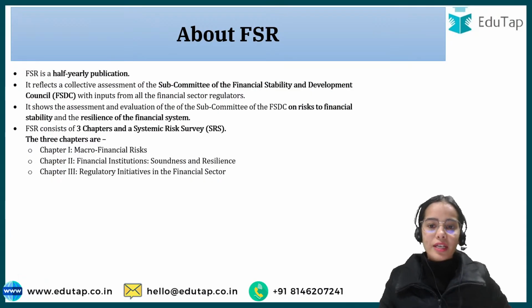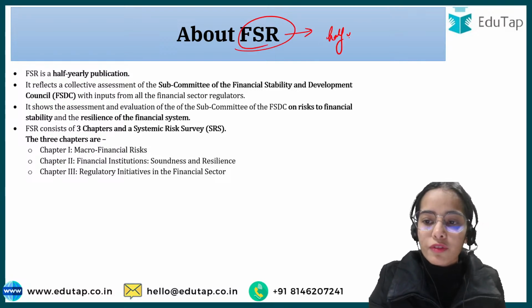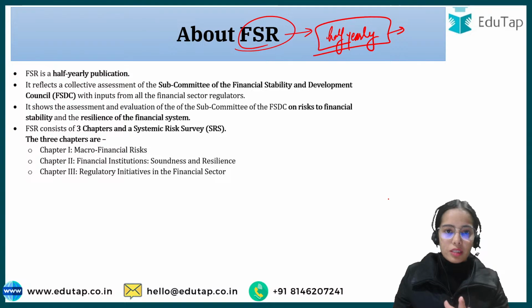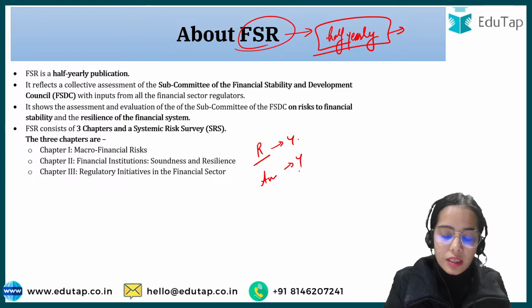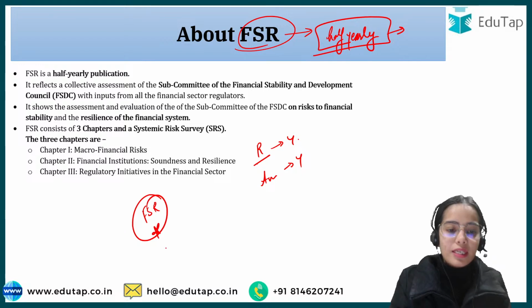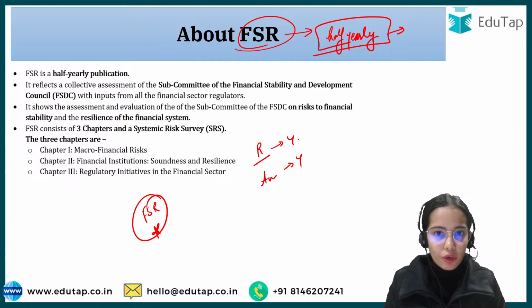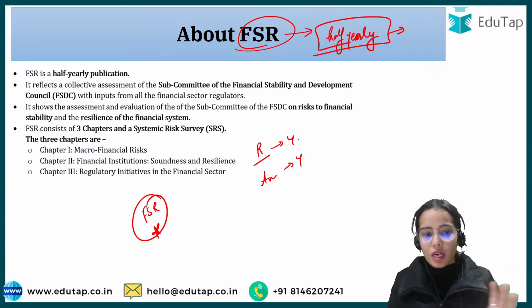So starting with the Financial Stability Report, first of all you have to understand that this is the half yearly publication of the Reserve Bank of India. That means this is released in a 6-month period. The Report on Trend and Progress is a yearly report, and the annual report of RBI is a yearly report. But the FSR, the Financial Stability Report, is a half yearly publication, and it is one of the most important reports of the RBI.